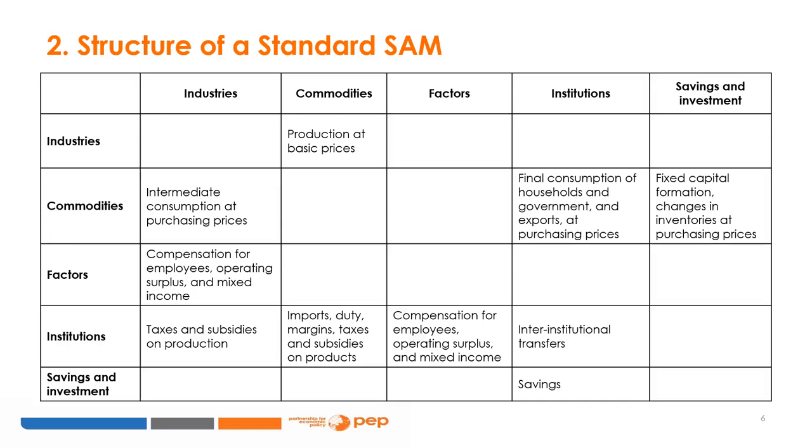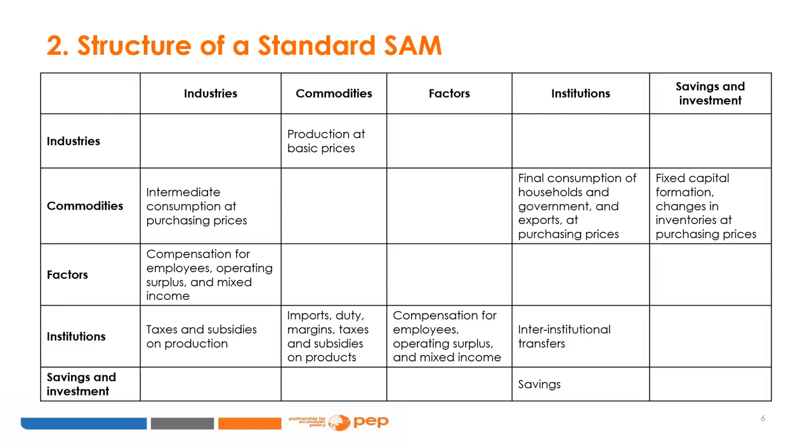The commodity rows receive payments from industries for intermediate consumptions, from households and government for final consumptions, from the rest of the world for exports of goods and services, and from all institutions for investment consumptions, for example, fixed capital formation and changes in inventories. The commodity columns make payments to domestic industries for supplies of goods and services, to the rest of the world for imports of goods and services, and to various tax and margins accounts.